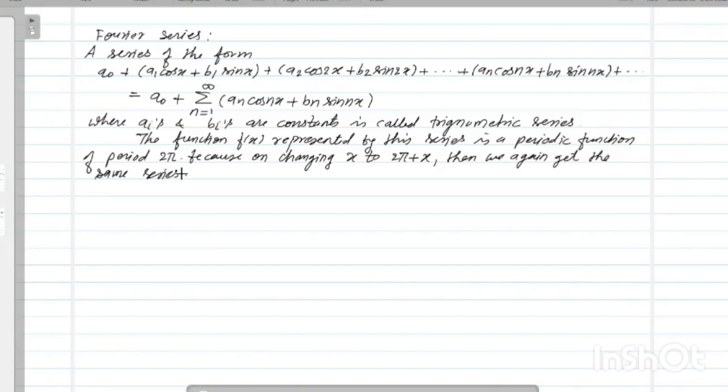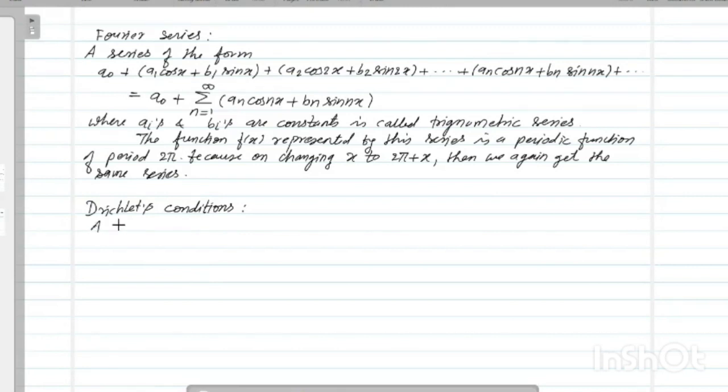So what about the Fourier series? Before defining the Fourier series, we must define the Dirichlet conditions. Then we will go for the Fourier series. So first we define the Dirichlet conditions. What are the Dirichlet conditions?